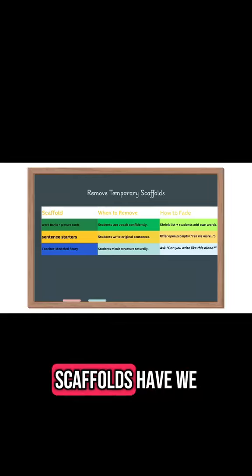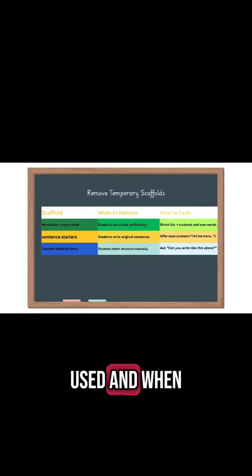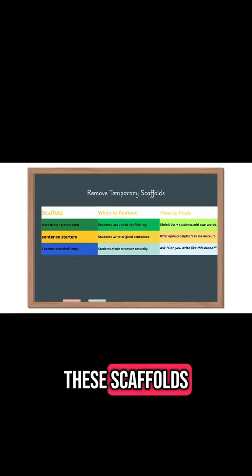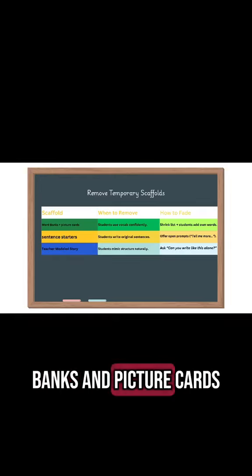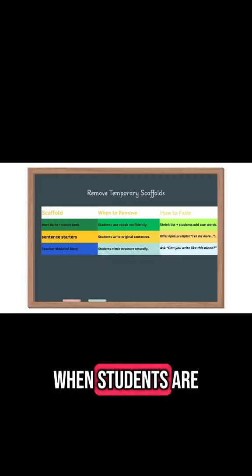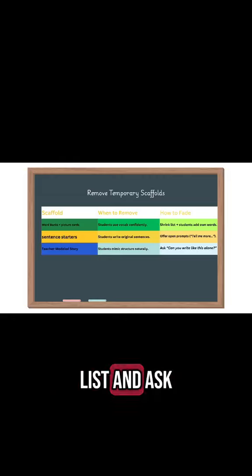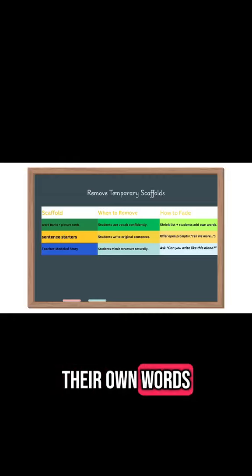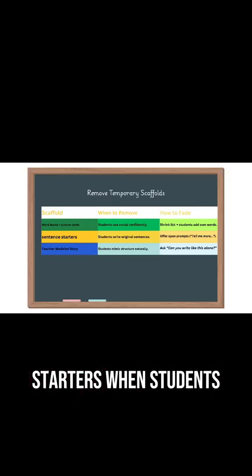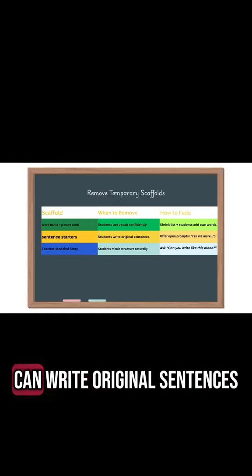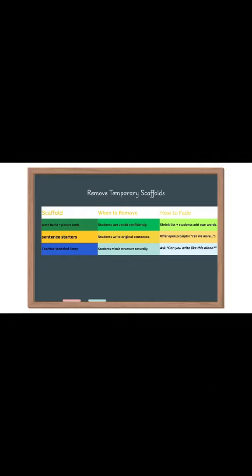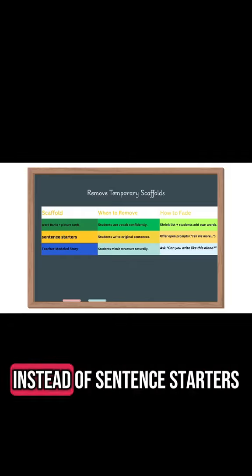What kind of scaffolds have we used? And when can we remove these scaffolds? For the word banks and picture cards, when students are able to use vocab confidently, you could shrink lists and ask students to use their own words. As for sentence starters, when students can write original sentences, you can use prompting instead of sentence starters.